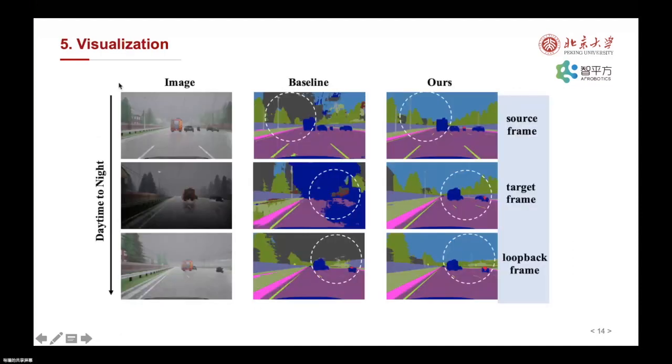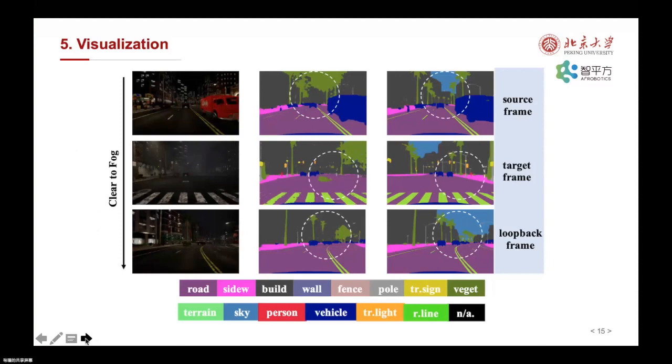Here are some visualizations. In order to show the ability of continual adaptation of different models more intuitively, we visualize the test results of all the experiments on the SHIFT continuous validation set, as shown in the figure. Our method achieves a better segmentation map. So here are more visualizations.